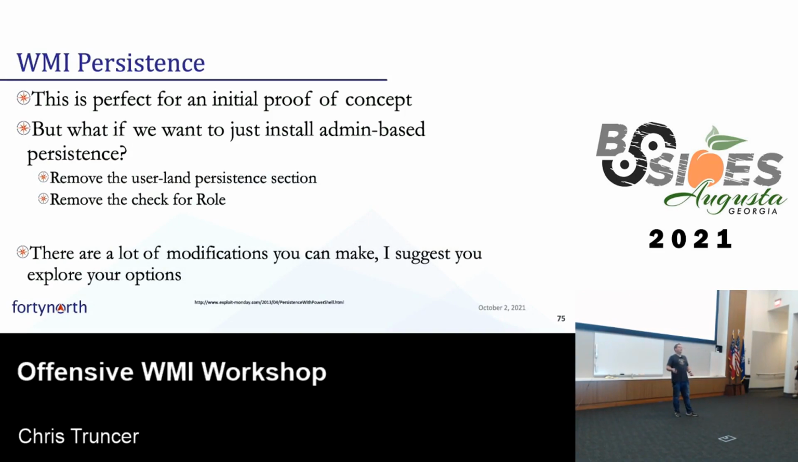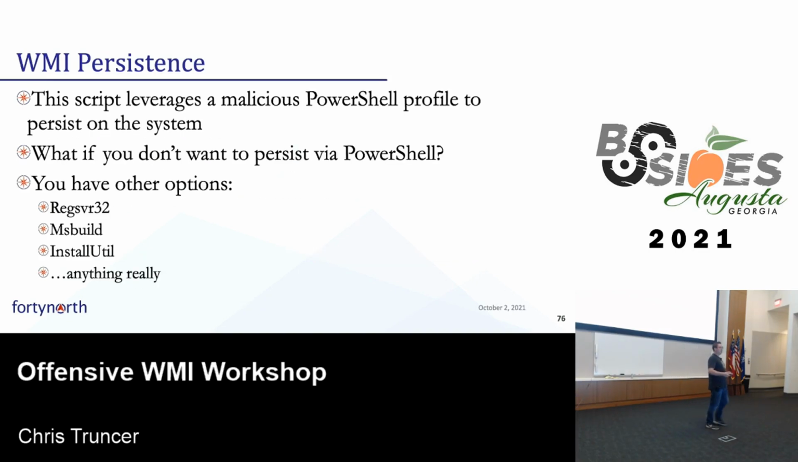So this is good for an initial proof of concept, but what if we only want to install admin-based persistence, which we probably want to because we don't want a registry run key? Well, you can just remove the checks. It's easy PowerShell code, but leave the check for a role because you want to make sure you're still running with admin rights. Otherwise, it won't install. There are other modifications that you can make as well.